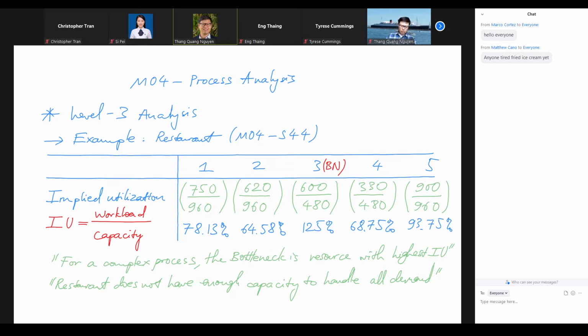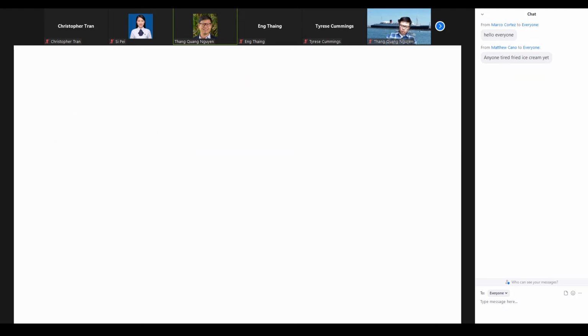So let's continue. So now, because we cannot handle all the demand, we have to accept only a partial amount of the total demand, right? For that, we will come up with a new concept called the demand acceptance ratio.